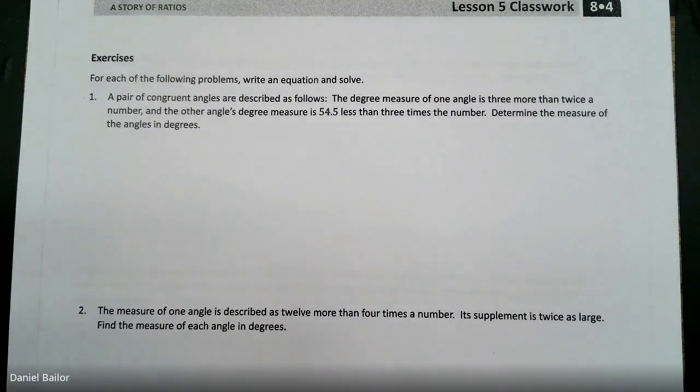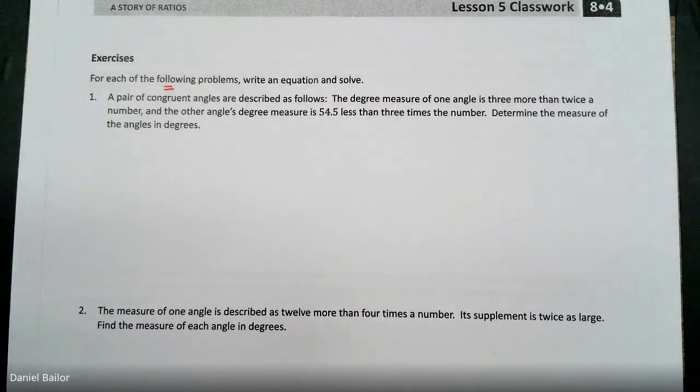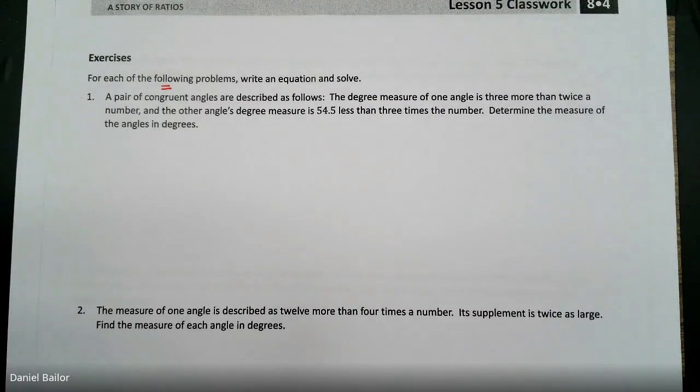So it says a pair of congruent angles. Now there's that word congruent. Remember, congruent means equal, same shape, same size. So these angles are going to be congruent. They're going to be equal. So equal angles are described as follows. The degree measure of one angle is 3 more than twice a number, and the other angle's degree measure is 54.5 less than 3 times the number. Determine the measure of the angles in degrees.